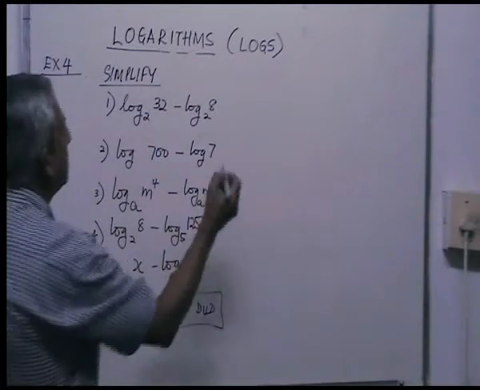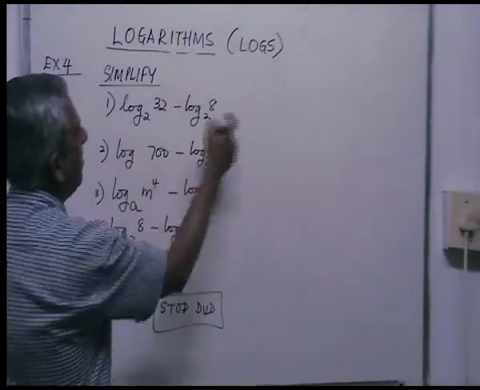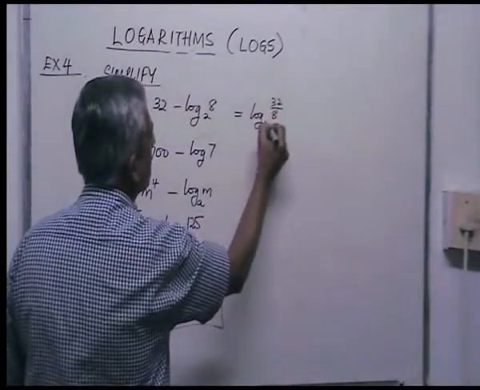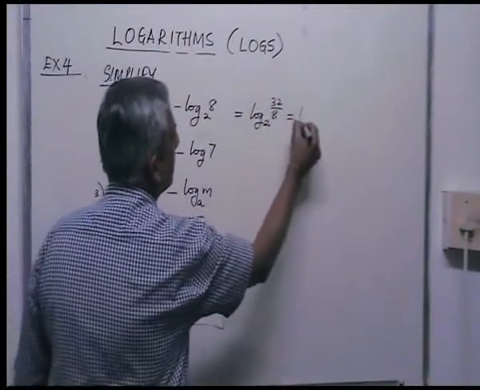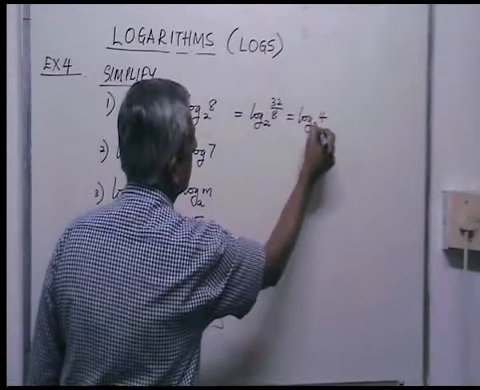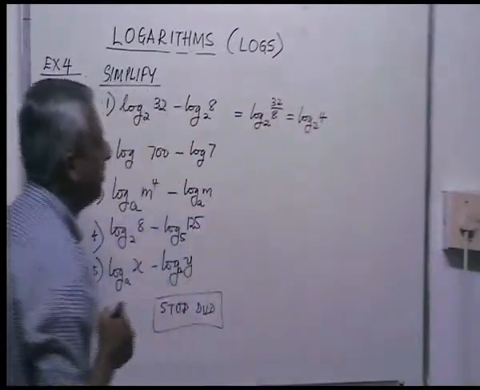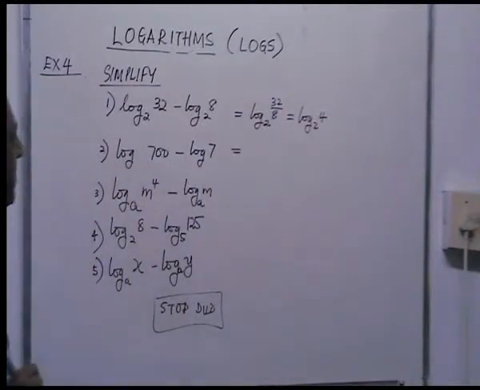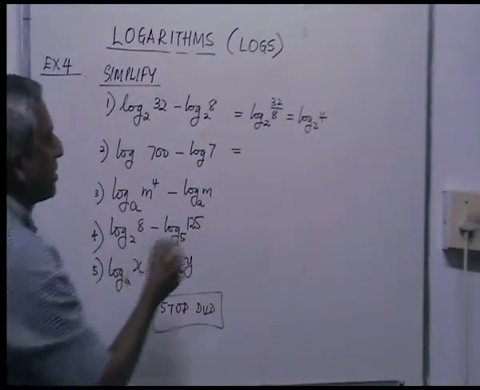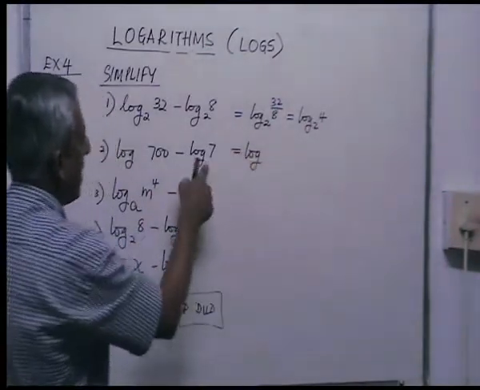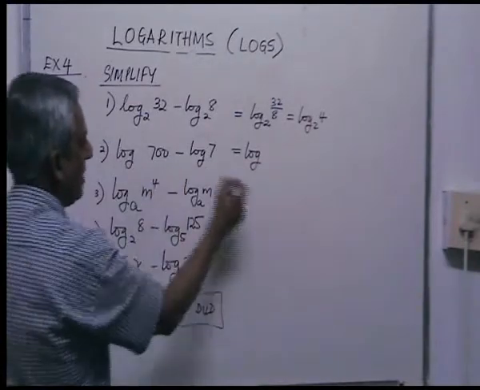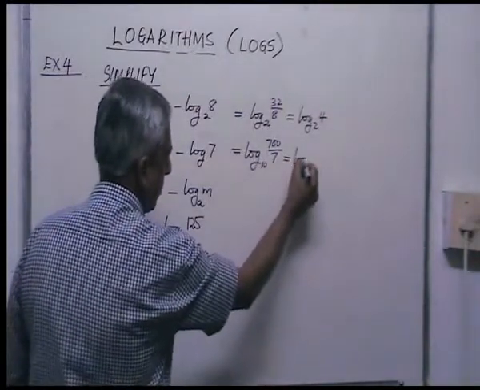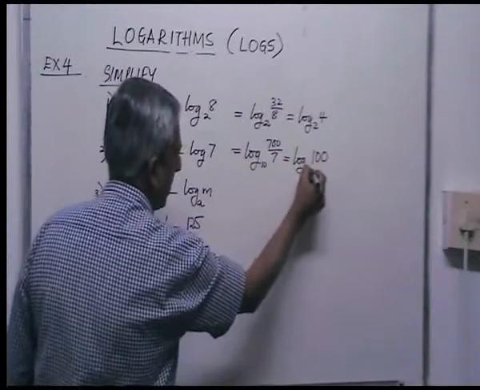Right, number 1. Minus sign, bases are the same, therefore the law applies. Log of 32 divided by 8 to the base 2. And that becomes log of 4 to the base 2. 32 divided by 8 gives you 4. Right, number 2. Let's check. Bases are not written, but the bases are understood to be 10, therefore we can proceed. So the bases are the same, it is understood to be 10. And a minus sign, so it will be log of 700 over 7 to the base 10. That gives you log of 100 to the base 10.